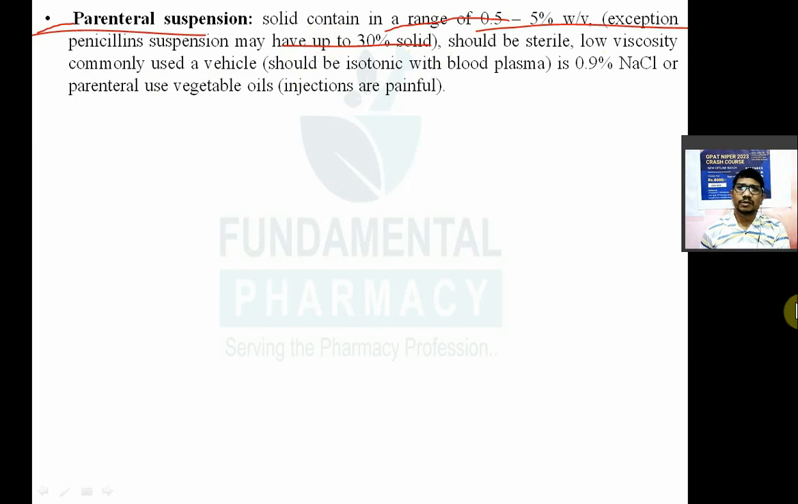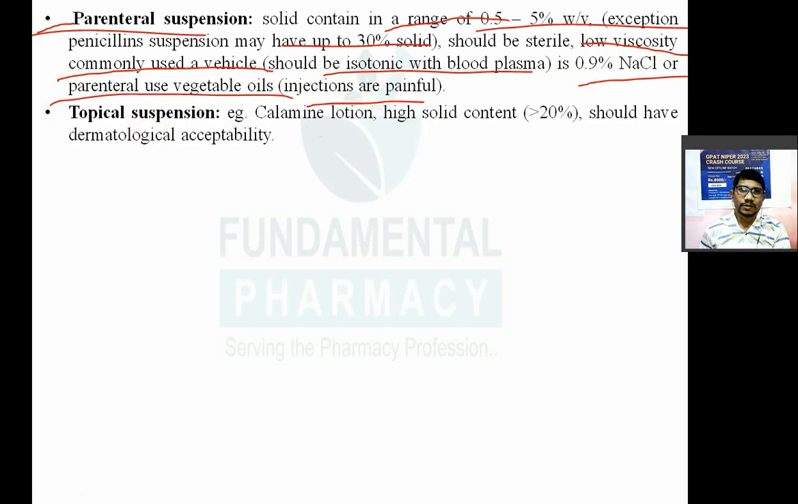Parenteral suspension must be sterile and should have low viscosity. Why is low viscosity needed? If the viscosity is not low, how will you inject it? Right? Now the commonly used vehicle for making parenteral suspension is different types of water, such as water for injection, and sodium chloride, and it should be isotonic with the blood plasma. Whatever vehicle you are using should be isotonic with the blood plasma. Mostly 0.9% sodium chloride is used as the vehicle, or sometimes you can also use different types of vegetable oils. But oily injections are a little bit painful.